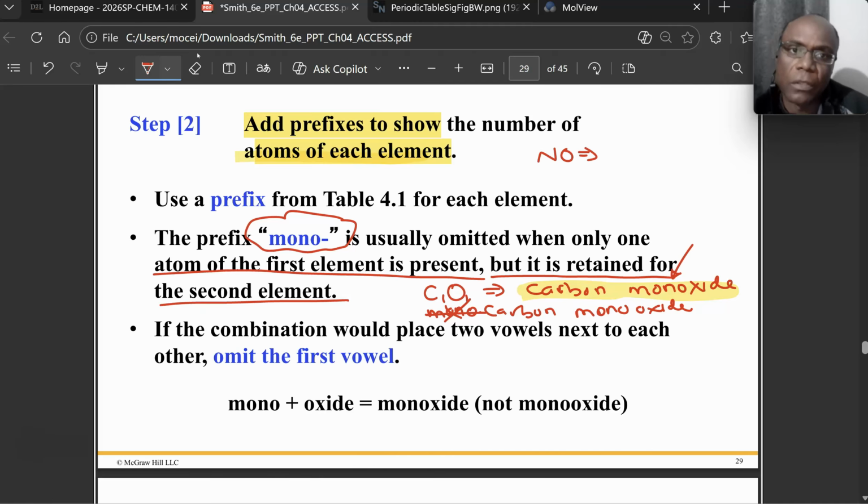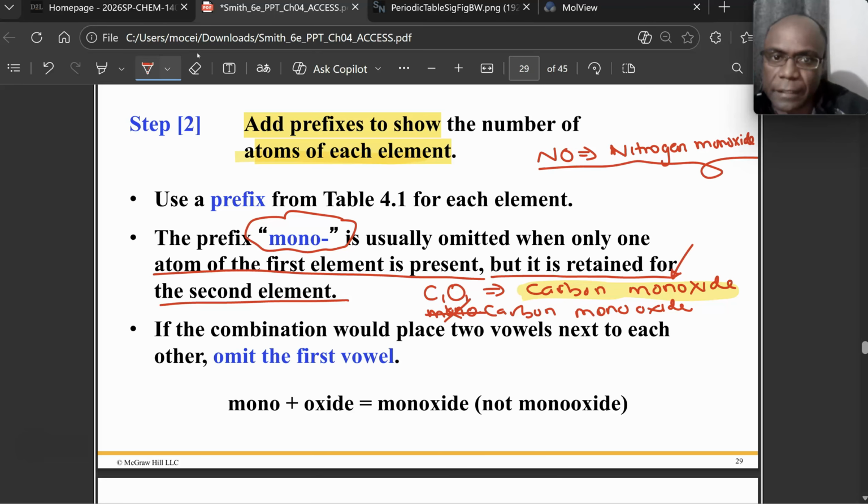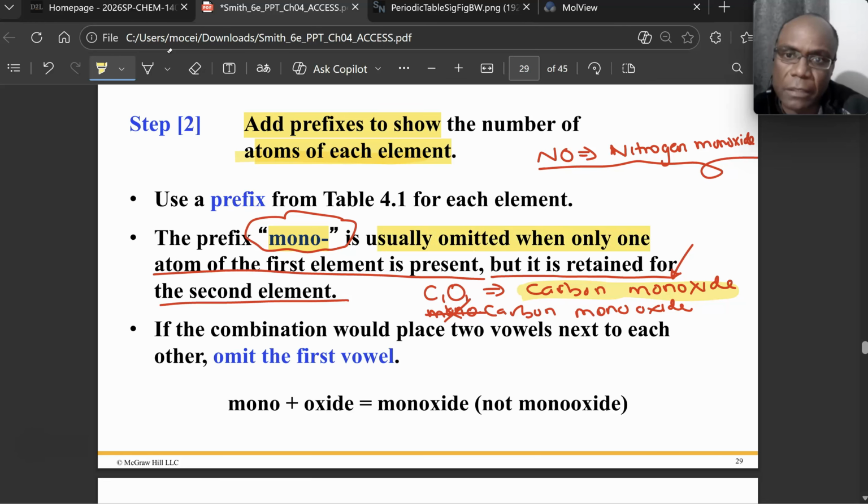Similar with NO, it's not mononitrogen monoxide. No, it's just nitrogen monoxide. That's what that's really saying. The prefix mono is usually omitted when only one atom of the first element is present, but it is retained for the second element, monoxide, carbon monoxide, for example.